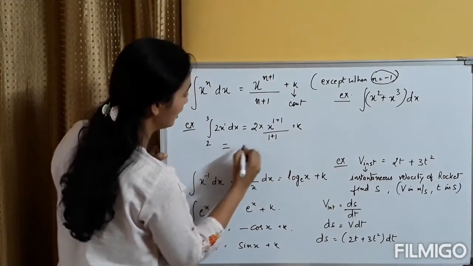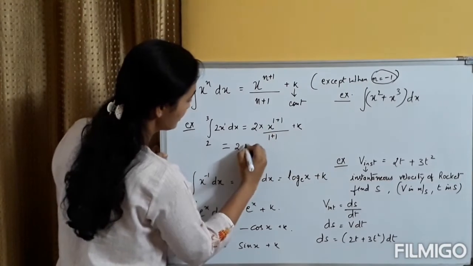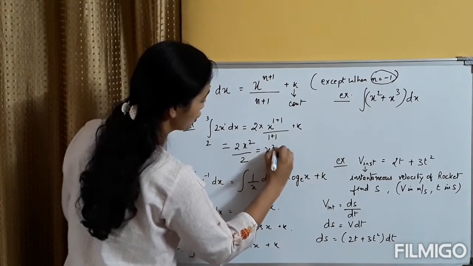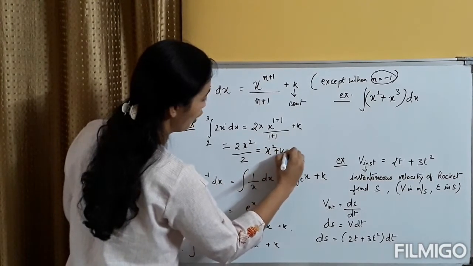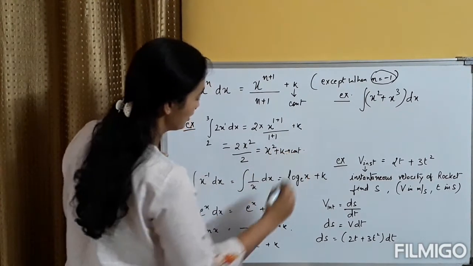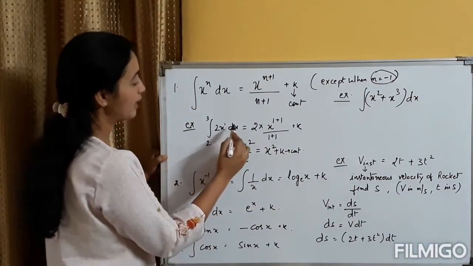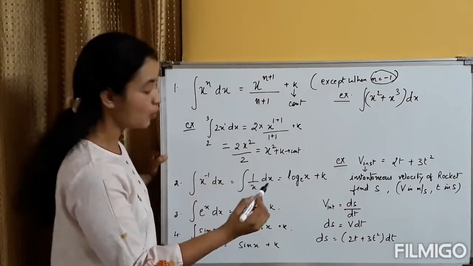So what am I getting here? 2 times x square upon 2. So the result is x square plus some constant. The integration of 2x dx is x square.